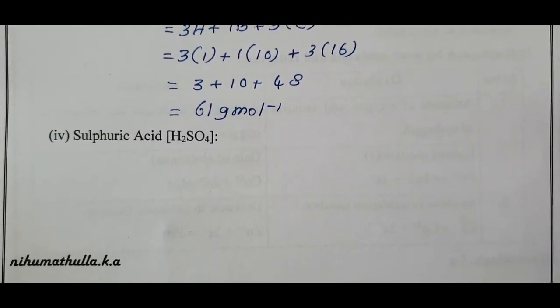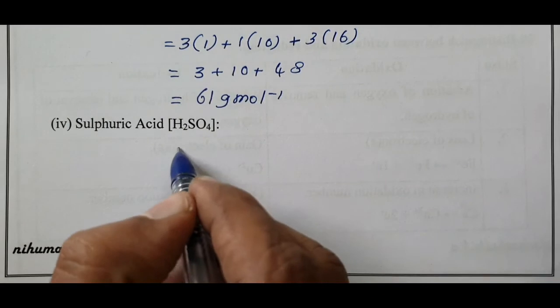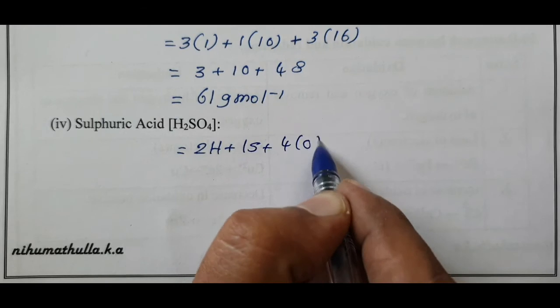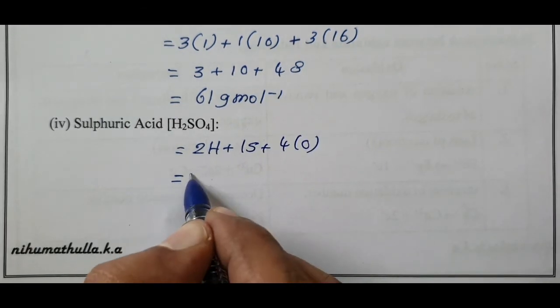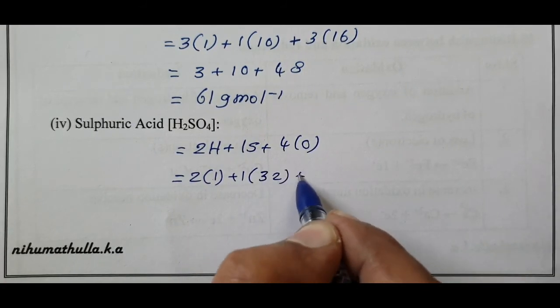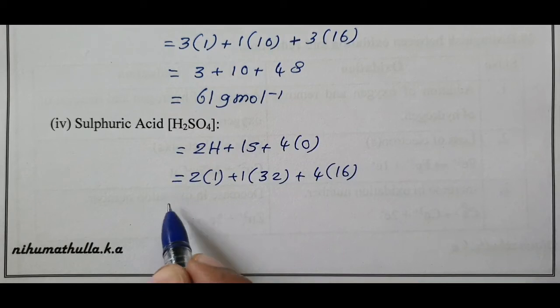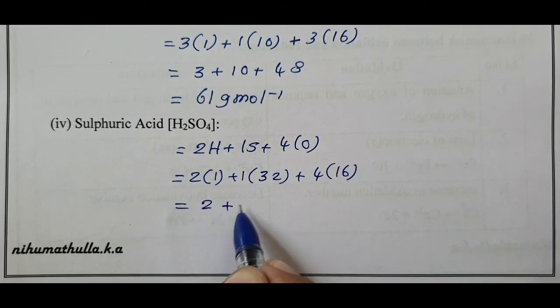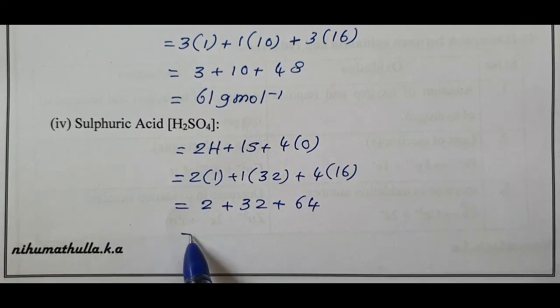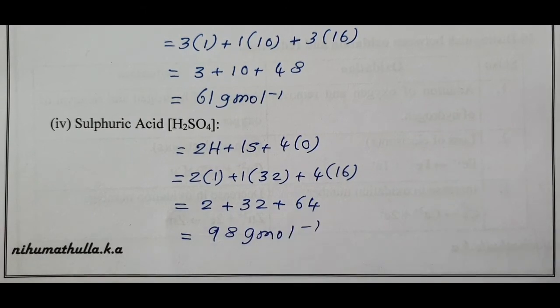Sulfuric acid molecular formula H2SO4. It contains 2 hydrogen atoms, 1 sulfur, how many oxygen? 4 oxygen atoms, that is equal to 2 into hydrogen 1 plus 1 into sulfur atomic mass 32 plus 4 into oxygen atomic mass 16, that is equal to 2 plus 32 plus 4 into 16 are 64 will give the answer 98 gram mole power minus 1 is the molar mass of sulfuric acid. This is question number 31.